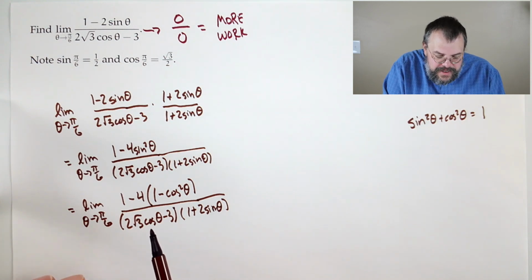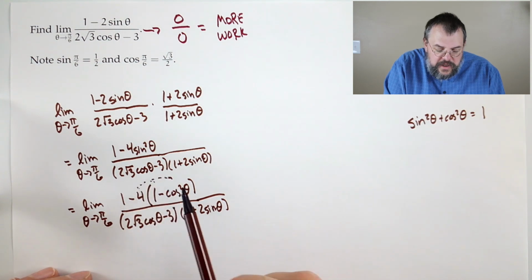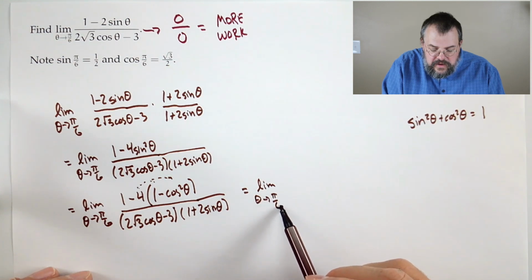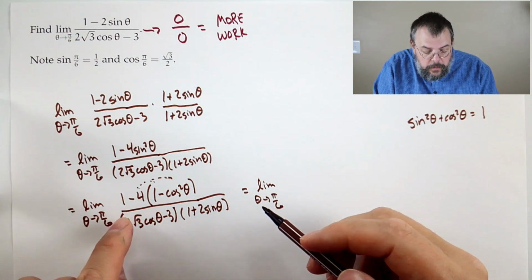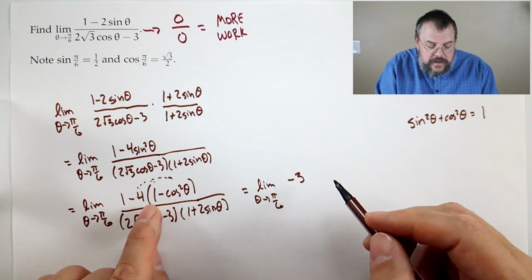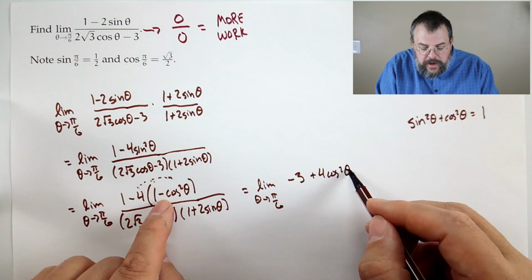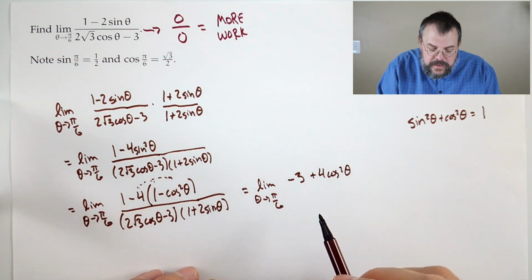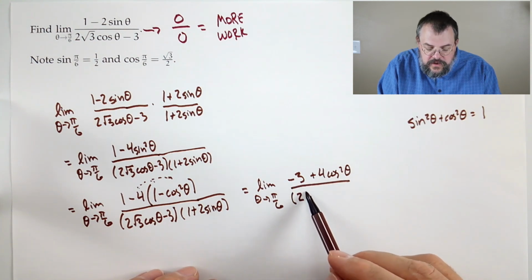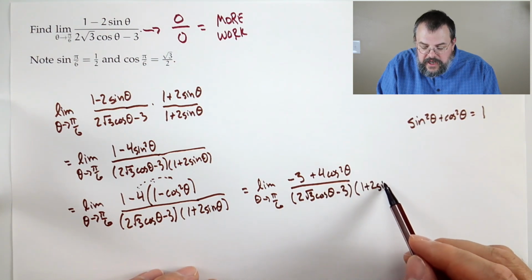All right, so now let's be careful here. What do we have? So we're going to expand the minus 4 through. And that would become the limit as theta goes to pi over 6. That's always there. We haven't taken any limit yet. 1 minus 4, that's negative 3. And then minus 4 times minus makes a plus 4 cosine squared. Good. All right. Downstairs, what do we have? 2 root 3 cosine theta minus 3 times 1 plus 2 sine theta.